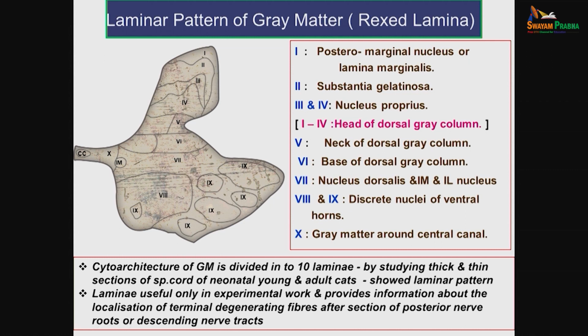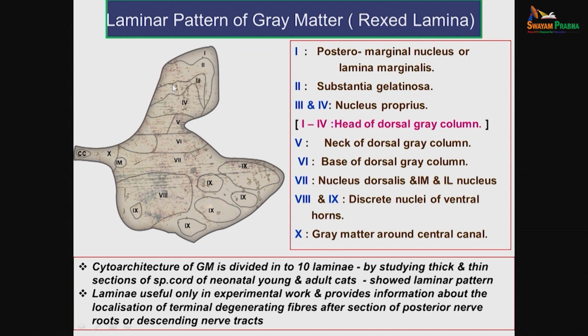which showed the laminar pattern. Please understand this is useful only in experimental work, and also it provides information about the localization of various terminal degenerating fibers after the section of a posterior nerve root or a descending nerve tract is done. So this is the application of knowing the laminar pattern.